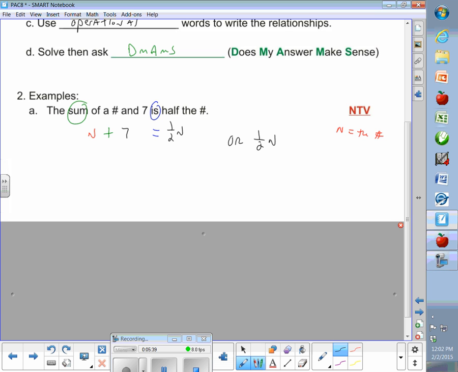Okay, well, we got to solve the problem. So we did the first part. And you can see there's a lot of steps to getting these correct. You have to, of course, write a correct equation. And now we got to solve it.